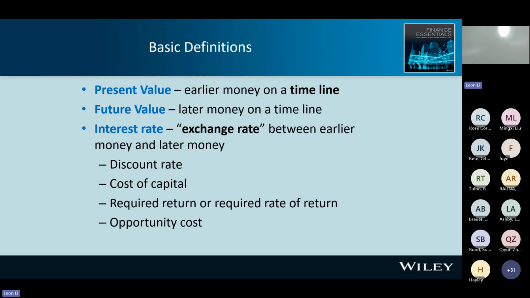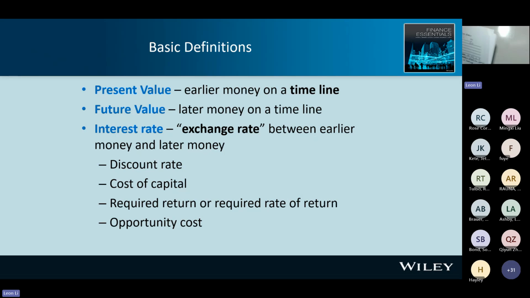So for most students, you think about interest rate, you might think about interest rate for saving or interest rate for loan. But here in finance, we have a different definition of interest rate. Right? Interest rate is an exchange rate between earlier money and later money.